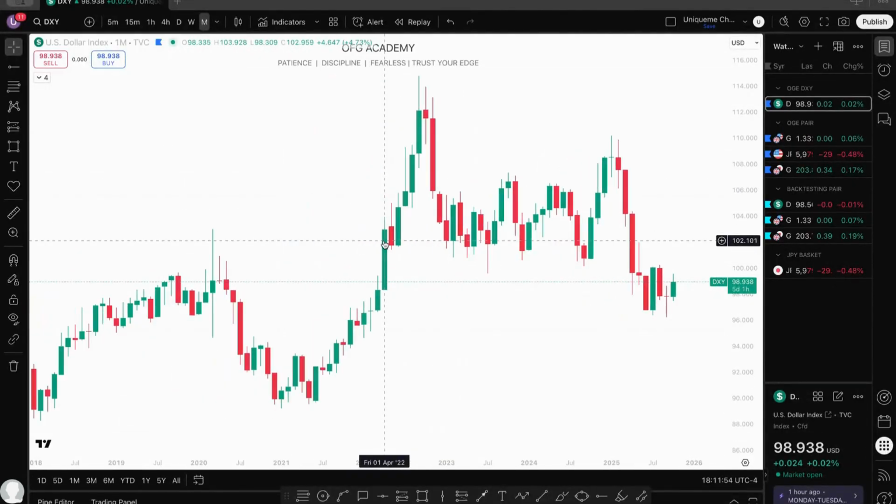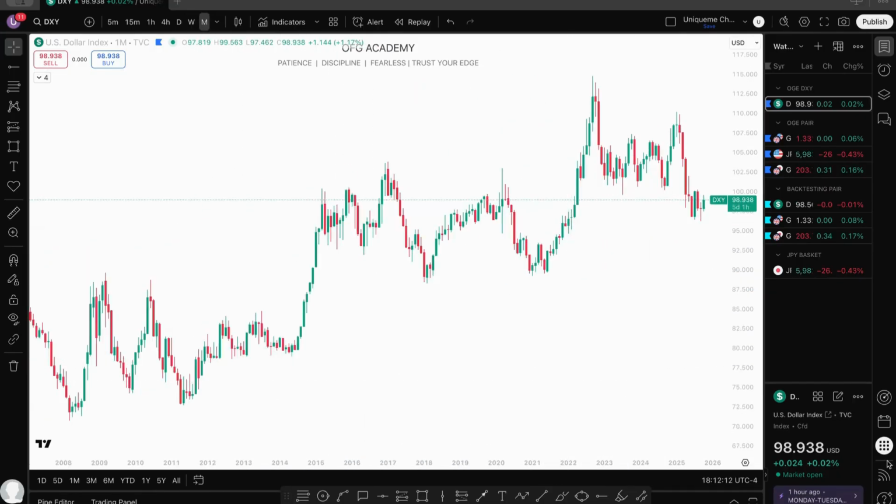So today I'm doing a top down analysis for what I'm going to focus on. I'm only trading GBPUSD and GBPJPY to work on my consistency and my profitability. So now I'm starting with DXY to know the plan of the dollar.